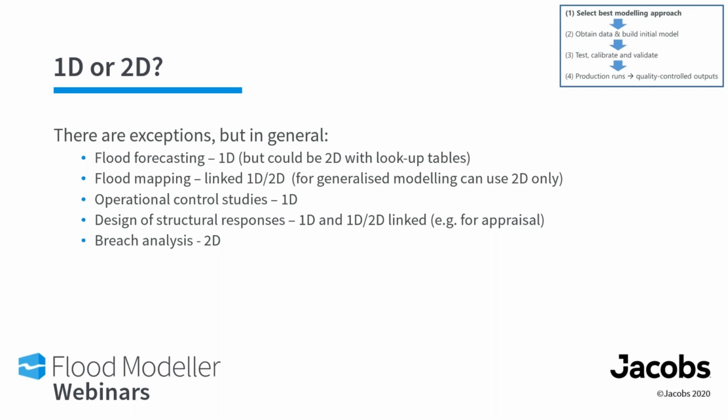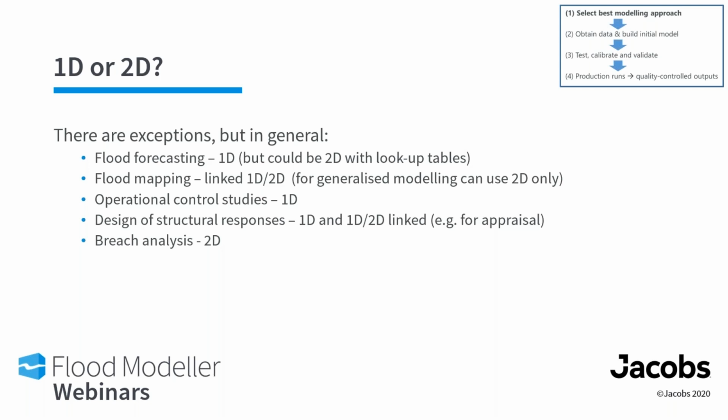If you're doing studies to work out what the options are for controlling a sluice gate or a barrier or something like that, then it's likely that a 1D approach is going to be most appropriate. You're going to be less interested in the floodplain and more interested in water levels and flow rates in the channel, and being able to run lots of options of control scenarios for those particular structures. 1D generally comes out top there.